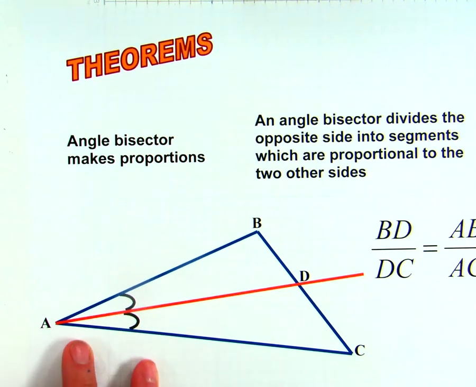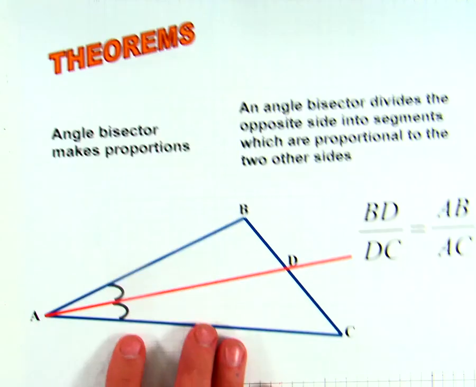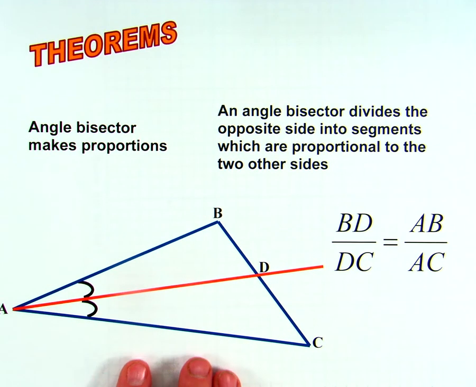Oh, I'm sorry. This is the angle bisector. This one doesn't have a name. I'm sorry, I said the wrong thing. This is not triangle proportionality. This is the angle bisector makes proportions. I said the wrong thing. The angle bisector makes proportions.